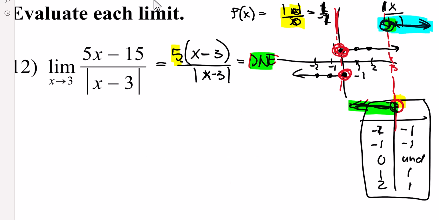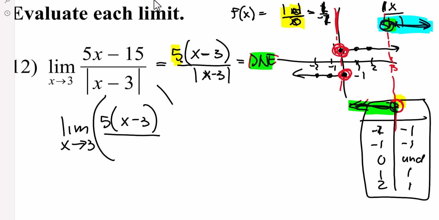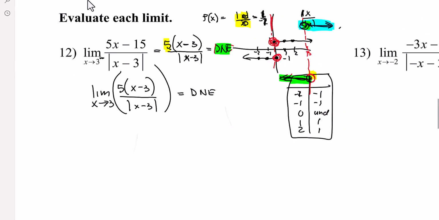And that's the work that I would want to see. So your final answer, the limit as x approaches 3. And here's a tip. For all of these that are not one-sided, meaning you're looking at them from both sides, and how you know if it's one side or not: if they only wanted you to look at the right side, they'd put a plus right there. If they only wanted you to look at the left side, there'd be a minus sign right there. All right, so that's that type of limit.